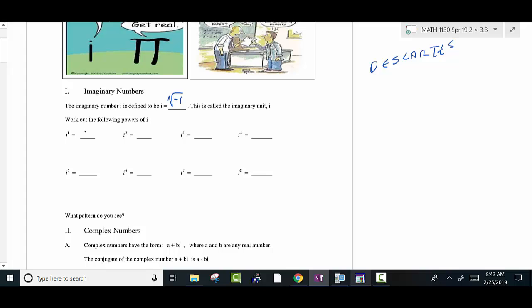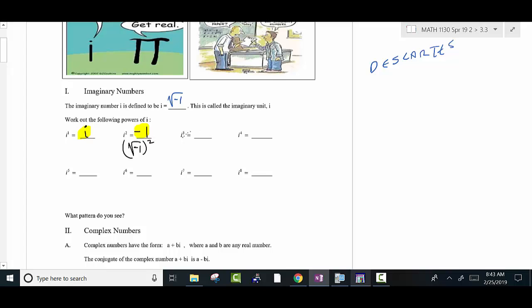So first of all, i to the first is just i. I want to show you the pattern on this and how this works. If you do i to the second, that's defined to be -1. The reason is, remember, i is the square root of -1. So if you square a radical, the radical comes off. So by definition, i is just the square root of -1, and i to the second is -1. And then the rest of these can be built out of those two things.